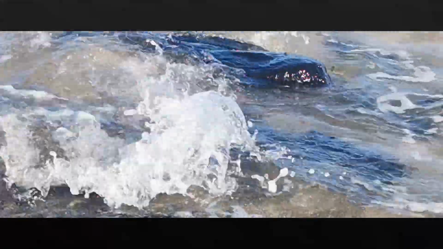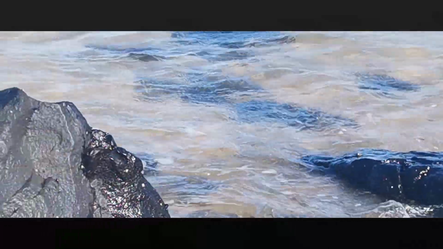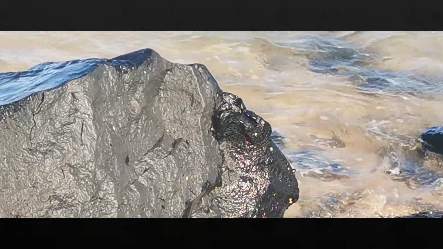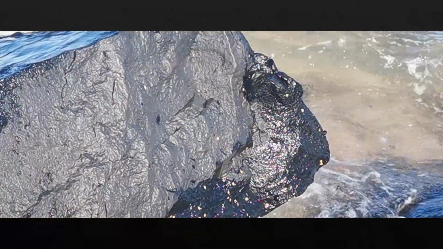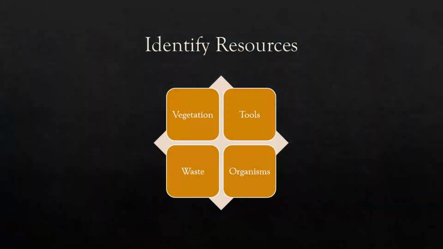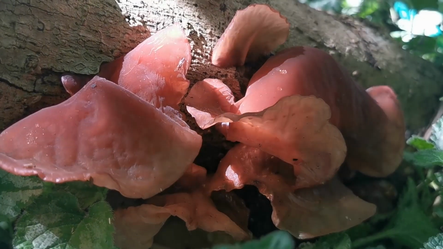The next step would be to identify your resources. Look at the vegetation that's already there. Perhaps that's a valuable vegetation, or perhaps you can take some of it to create better soil. Look at the tools that you either own or can borrow, or are there some tools that you can create? And then use your waste. The waste is a valuable resource. And find ways to build the organisms that are on the site.